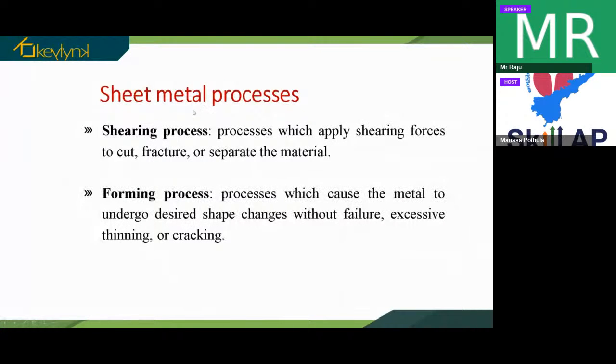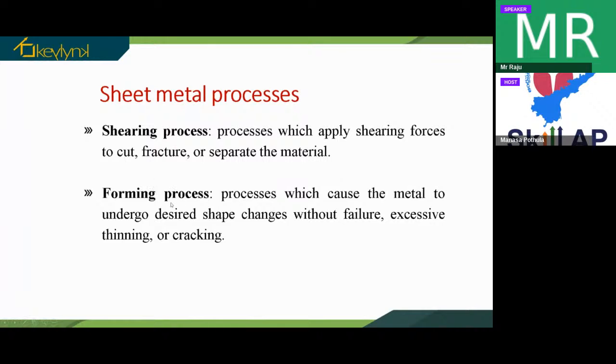Next we have the sheet metal processes. There are majorly two types of processes involved in sheet metal processes. They are the shearing process and the forming process. Shearing is nothing but cutting. If we cut the sheet metal with external tools by applying shearing forces, you know what shearing forces are, so if we cut it from the blank or the whole length of the sheet, then we call it the shearing process.